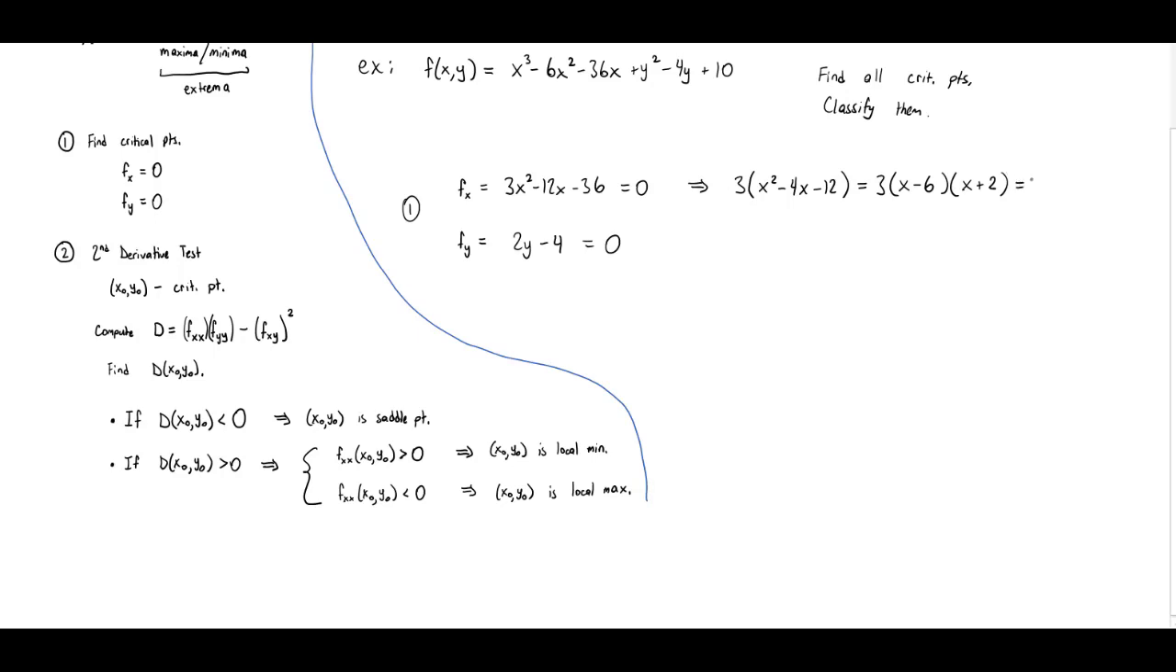So then if we set it equal to 0, that will give us two solutions, x equals 6, and then x equals negative 2. Okay? All right. Now, on the other hand, in the second equation, just solve for y, you should get y equals 2.